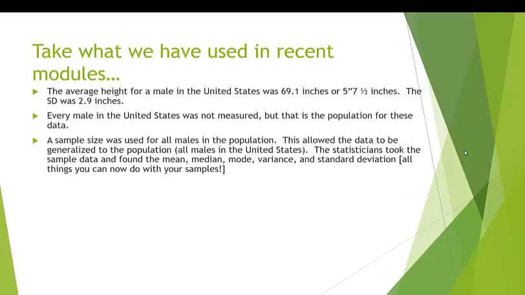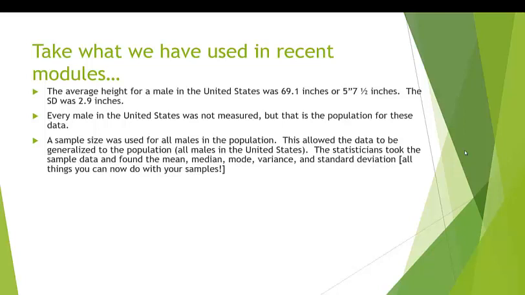Our sample was used to make that inference into the population. So the statisticians who have determined that the average height of a man is 69.1 inches had a sample that was large enough that the results of their analysis could be inferred or generalized to all men in the United States. This allowed the data to be generalized to the whole population.